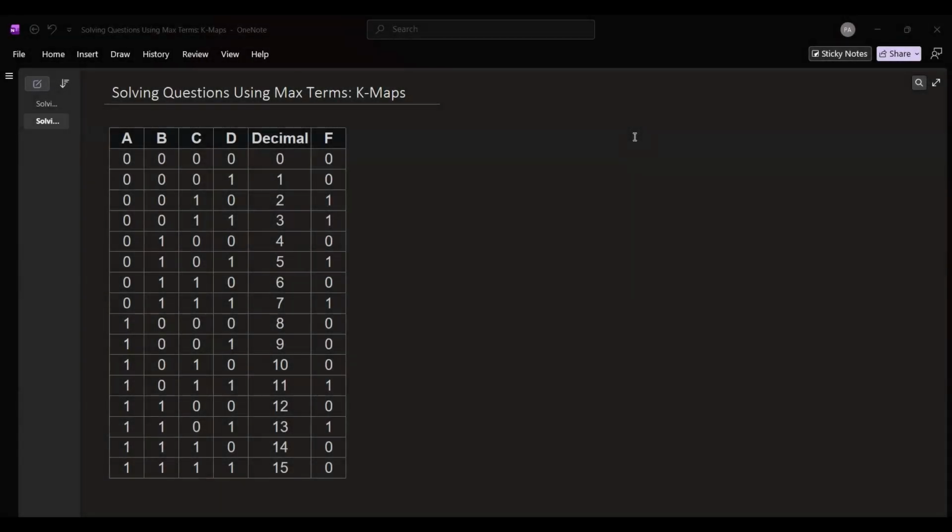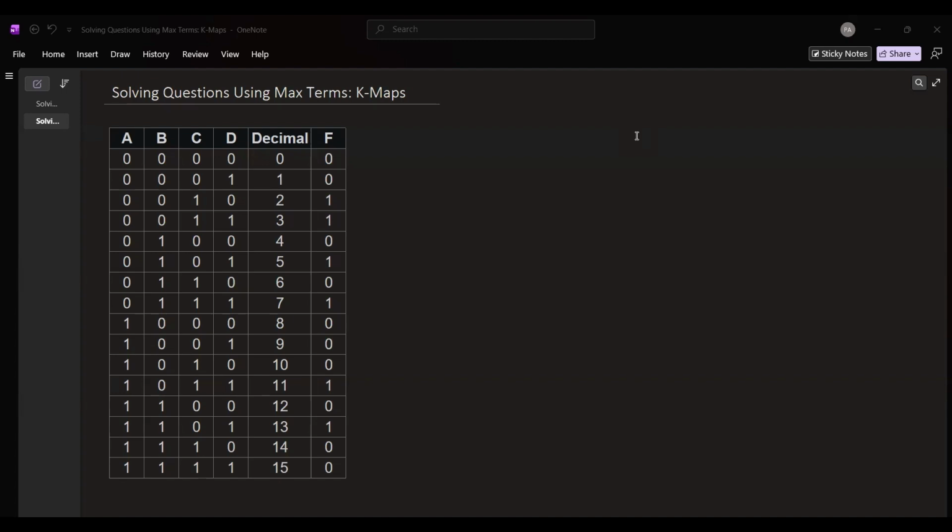Today we are going to focus on how we can solve questions using Maxterms but through K-maps. I will link you the video where we talked about how we can use Maxterms to solve truth table questions. But today we are going to mainly focus on how this relates to K-maps.